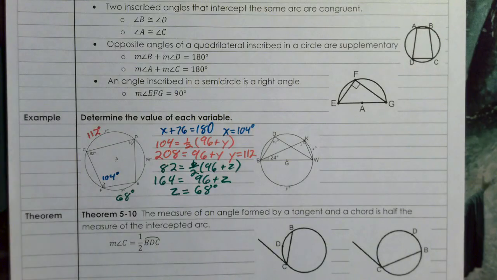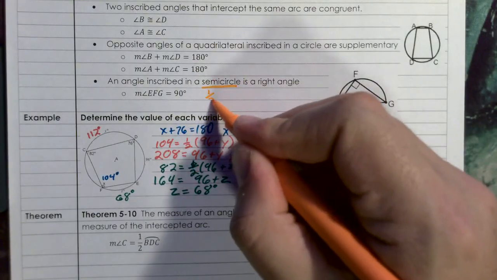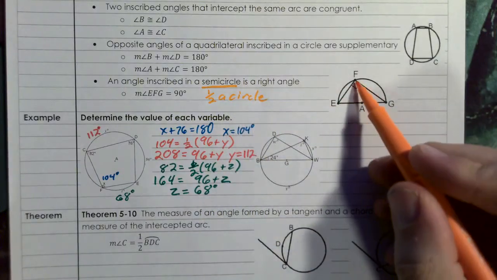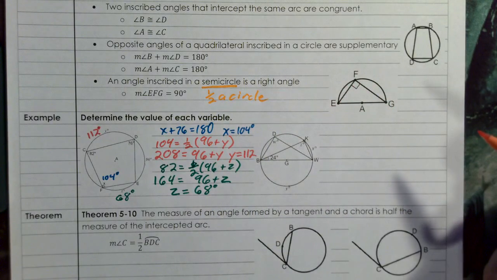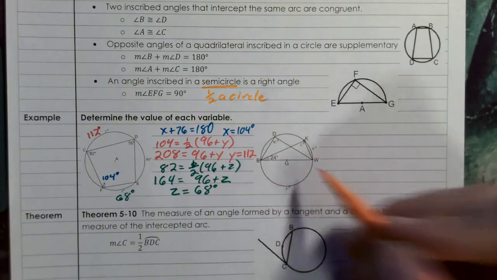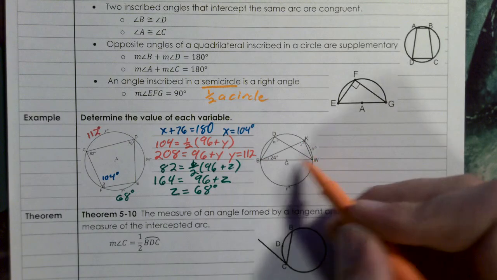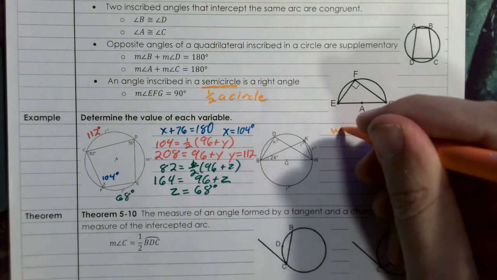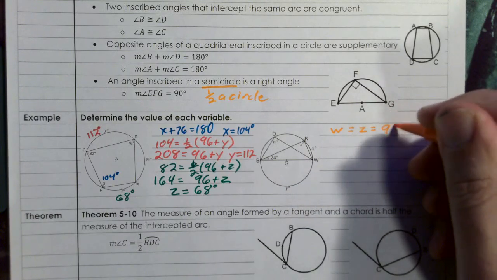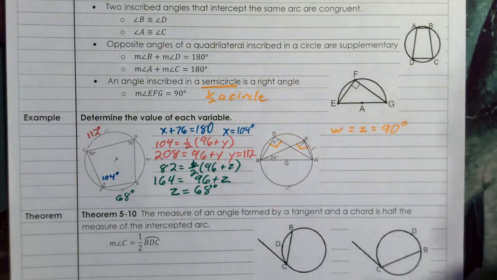Now this next one gives us something kind of quick and easy. If we've got a semicircle, so that is half a circle, then this ends up making nice little right triangles in our circle. So here we've got an inscribed angle hitting a semicircle. Here's another inscribed angle hitting a semicircle. So we can really quickly say that W equals Z, which equals 90 degrees. So we just got two of our angles with that one statement.